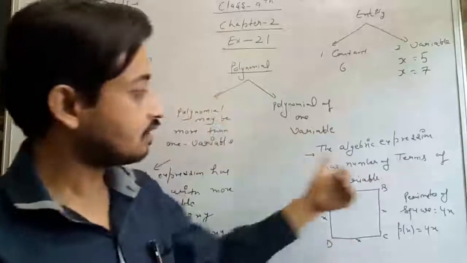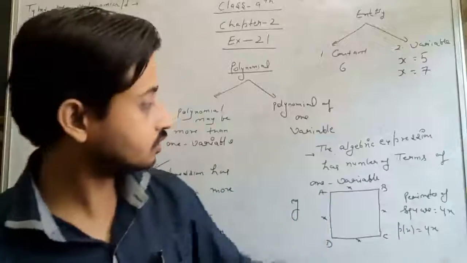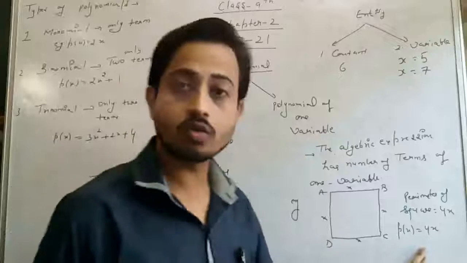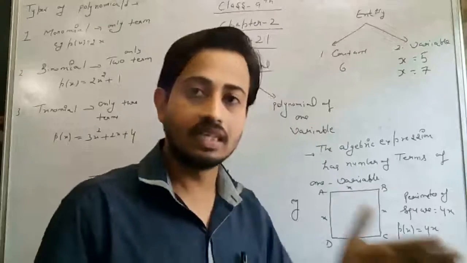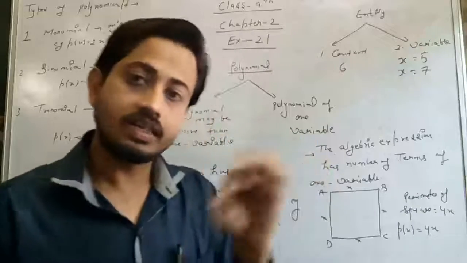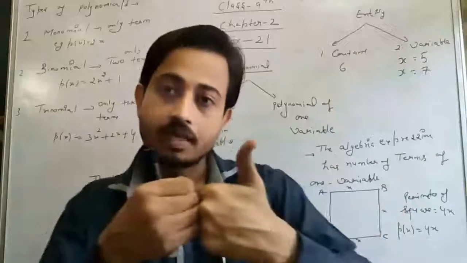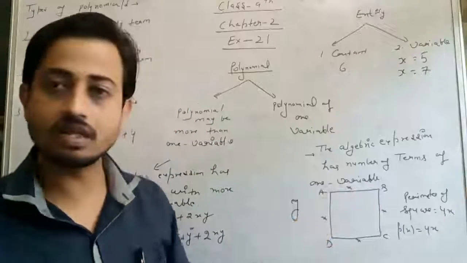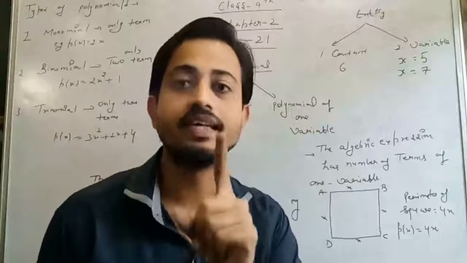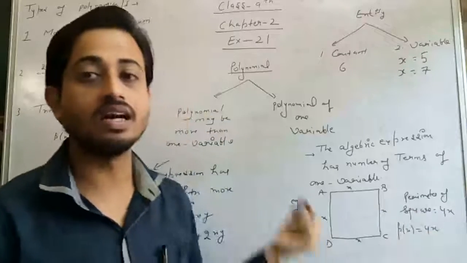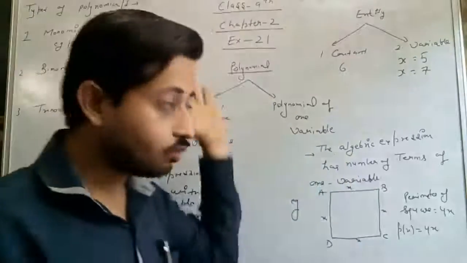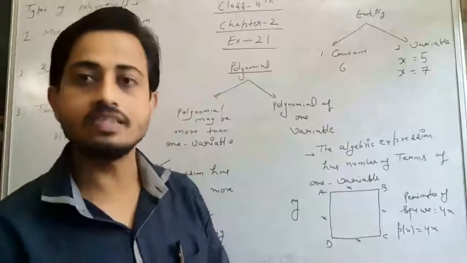It means we get all the sides sum to 4x. So you can get the perimeter of a square is 4x. So 4 is your constant and x is your variable. It means we obtained an algebraic expression. It means it comes as a constant multiplied with variables. So this becomes a polynomial. But in this we have only one variable, and that one variable is x. So this is called a polynomial of a single variable. So we have to deal with this type of polynomial in this chapter.